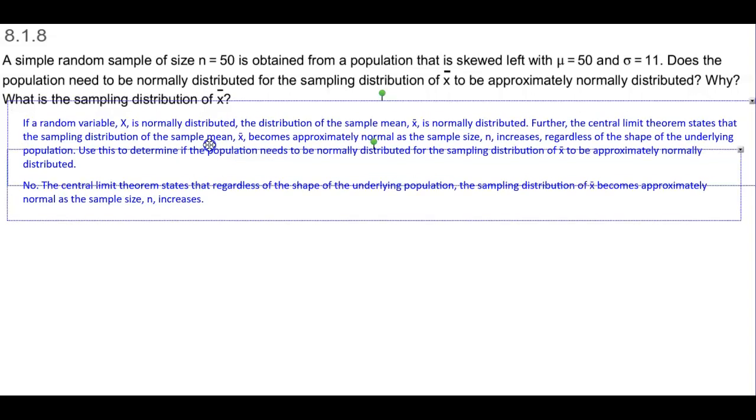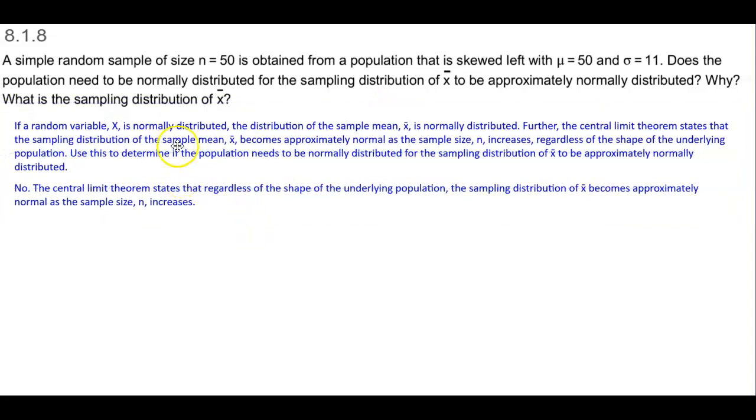So let's take a look at the first part of this question. If a random variable x is normally distributed, the distribution of the sample mean is normally distributed. Further, the central limit theorem states that the sampling distribution of the sample mean becomes approximately normal as the sample size n increases, regardless of the shape of the underlying population. You want to use this to determine if the population needs to be normally distributed for the sampling distribution of the sample mean to be approximately normally distributed.